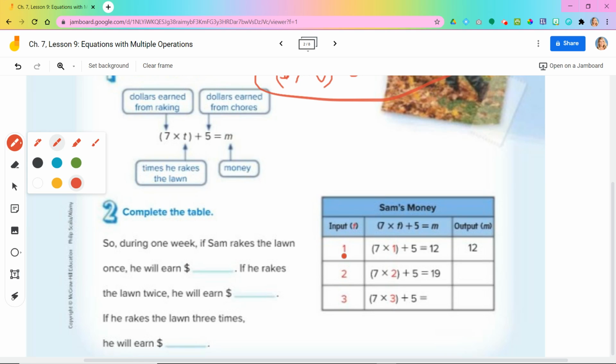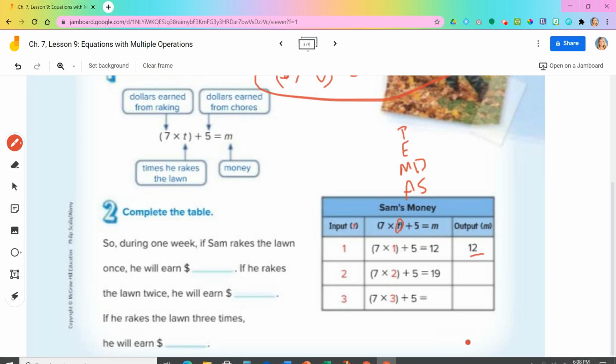So what you would need to do, now they have solved the first input for us. Whenever he rakes the yard 1 time, we would insert 1 where that T is. Then we would add 5 to it, and we would get 12. So once we input that amount, we'd have to go back to our PEMDAS. Please excuse my dear Aunt Sally. So during 1 week, if Sam rakes the lawn once, he will earn $12.